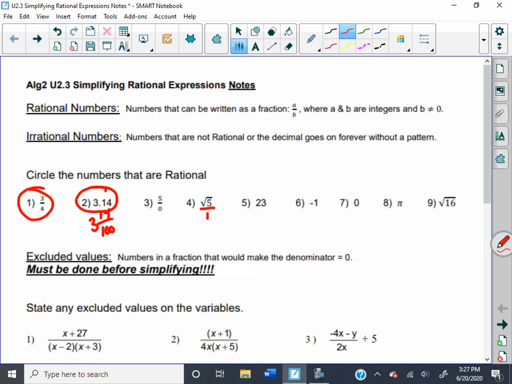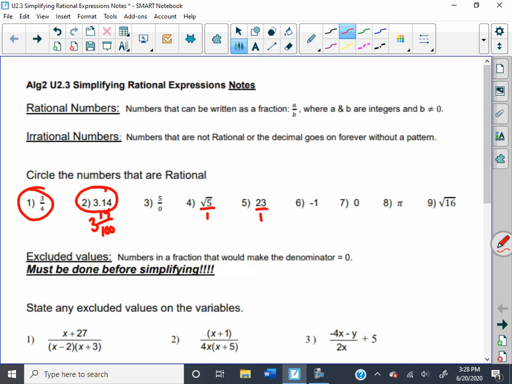And if you put square root of 5 in the calculator, you can see it. It's a decimal, and it goes on forever. And there's no pattern to it. So as long as there's no pattern, then it's going to be an irrational number. If there's a pattern to it, like 0.333333, then it's a rational number. All right, so number 4, square root of 5 is not rational. It's irrational.